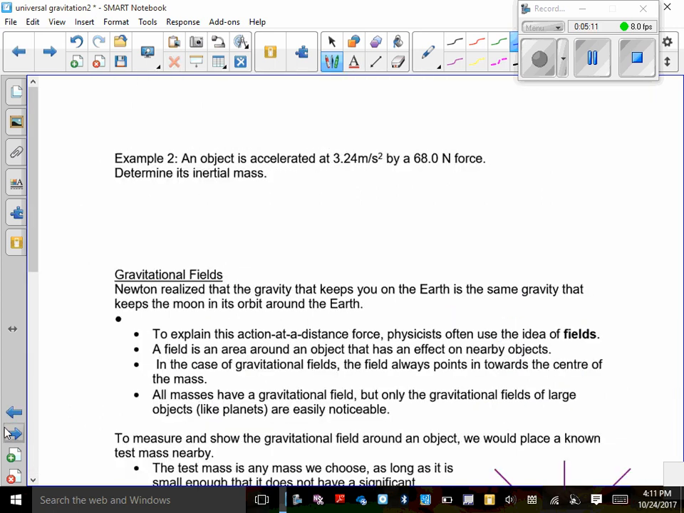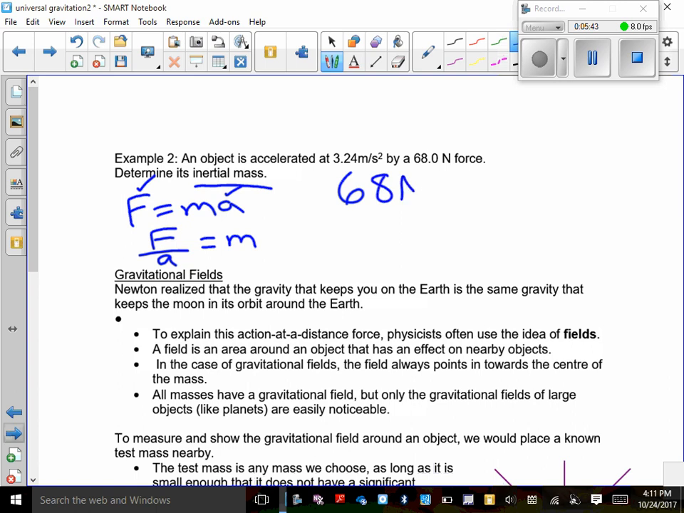The next page talks... there's actually another question before I go to the next page. An object is accelerated at 3.24 meters per second squared by a 68 Newton force. Determine its inertial mass. Okay, so F equals ma is what we're going to use here. We have F, we have a, we want m by itself, so we're going to go F divided by a equals m. I divided both sides by a.